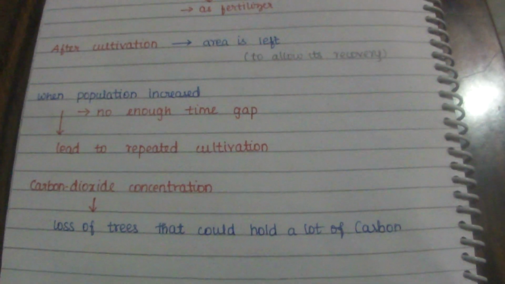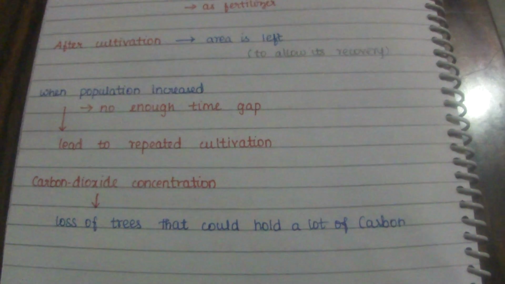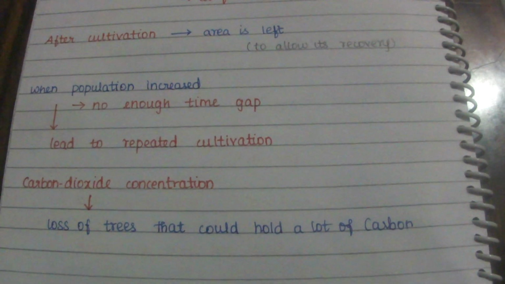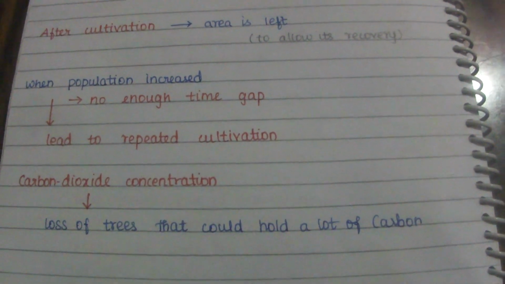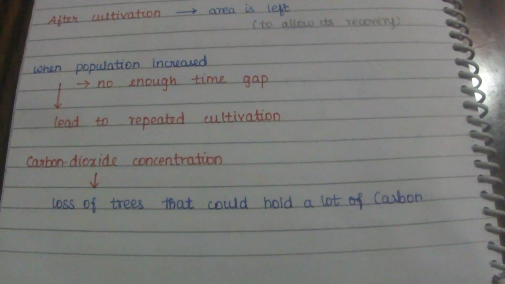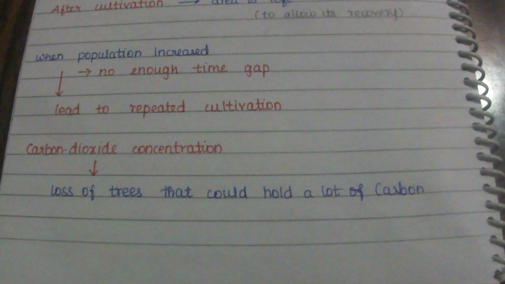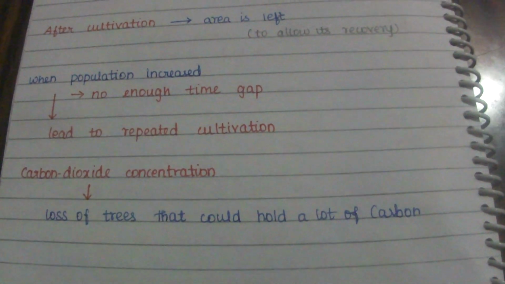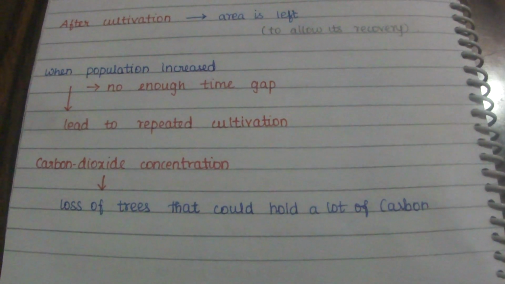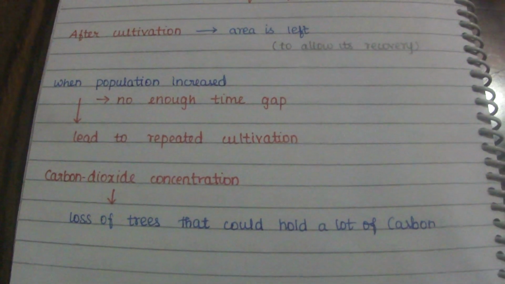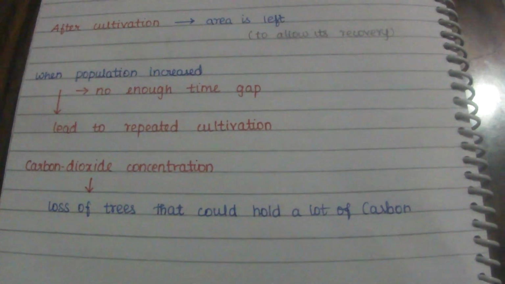So this resulted in deforestation. Because of this deforestation, another effect is that it increases the concentration of carbon dioxide in the atmosphere, because the trees which could hold a lot of carbon are completely lost in this deforestation, and due to this there is an increase in the carbon content in the atmosphere.